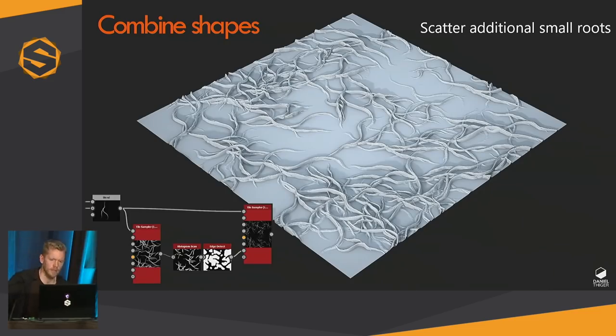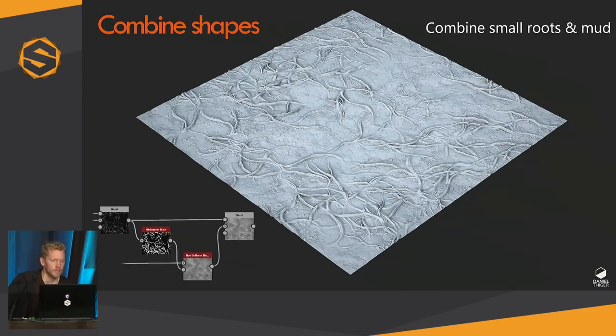I create another set of additional roots, like tiny roots, and I just want them to be layered. So I want mud and these tiny roots, and then I want my big roots, just like whatever small thin roots come off the main ones, essentially. So in the little node in the corner there, you can see I have my secondary roots as the mask for where I want these to show up, so I want them to sit below where my secondary roots were. And these are then combined with the mud using the same techniques as I used when I combined the roots together.